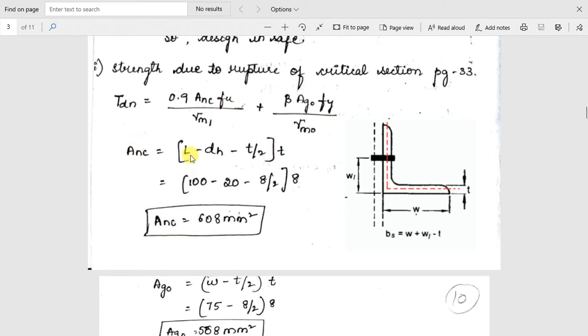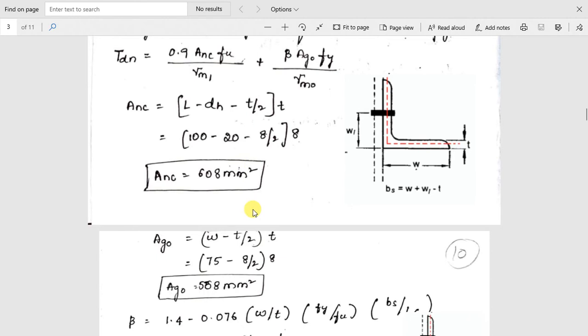So going back to A_nc, the net area of the connected leg. So L stands for the total length of the connected leg, that is 100, minus that deduct the diameter of the bolt hole, that is 20, and you have to deduct the distance from this particular center line till this, and it will be equal to t by 2. So this will give you the net length of the connected leg, into thickness will give you the net area of the connected leg, that is 608 mm square. Similarly, A_go is nothing but the gross area of the outstand leg.